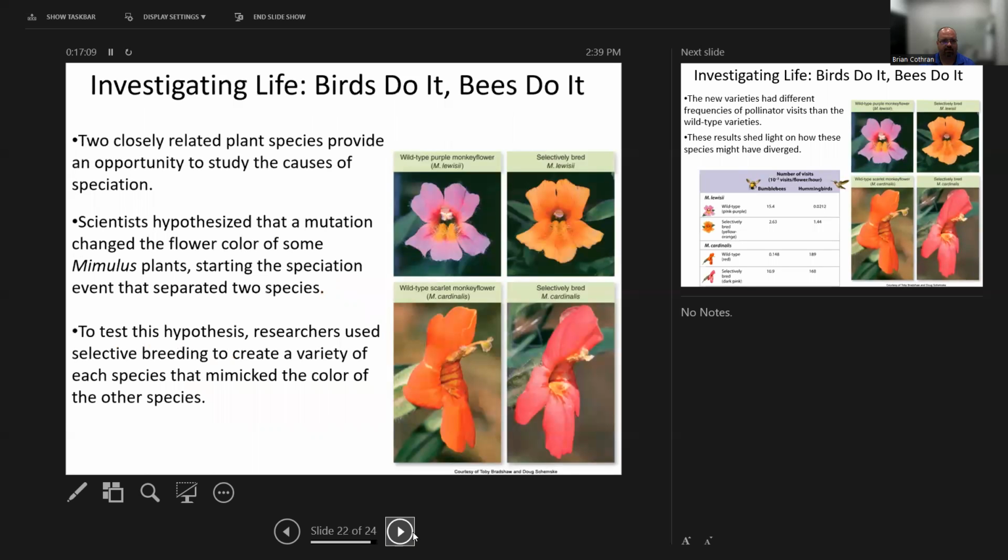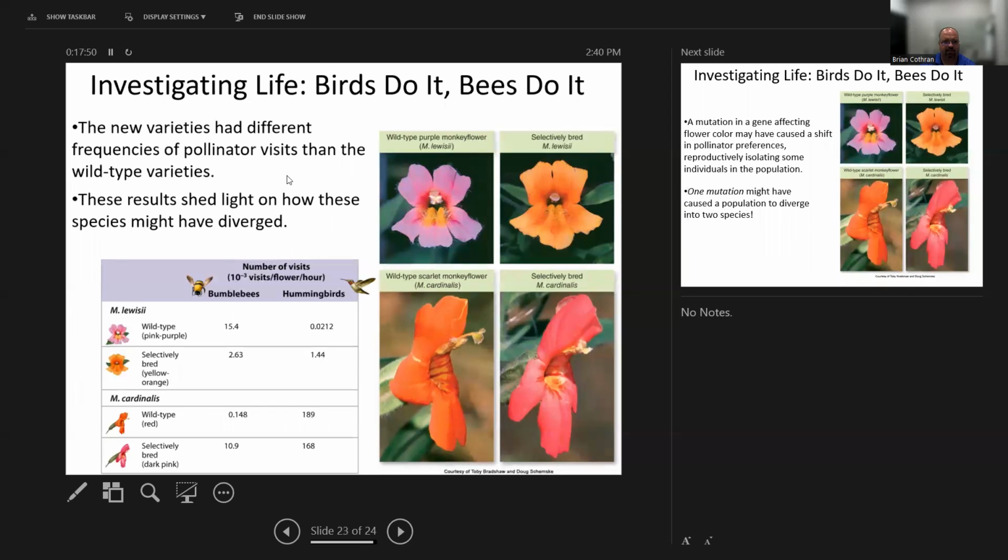Now, the last part here says birds do it, bees do it. Again, talking about plant species and speciation here, and having pollinators. It says scientists have hypothesized that mutation changed the flower color of some mimulus plants, which you see right here, starting the speciation event that separated the 2 species. To test this hypothesis, researchers used selective breeding to create a variety of each species that mimic the color of the other species. So you see, here's the wild type monkey flower and a selectively bred one, the wild type scarlet monkey flower and a selectively bred one.